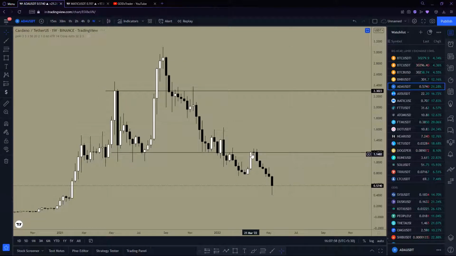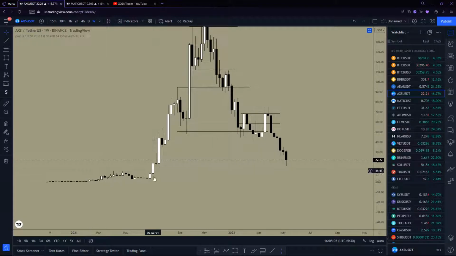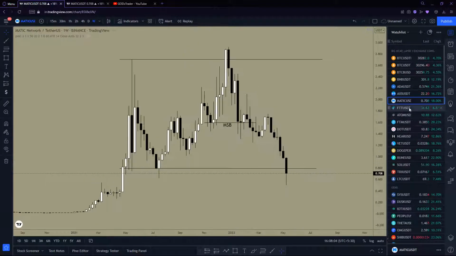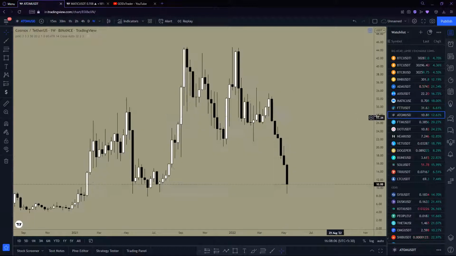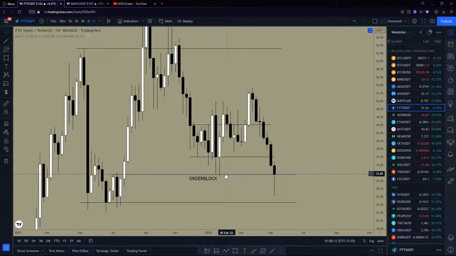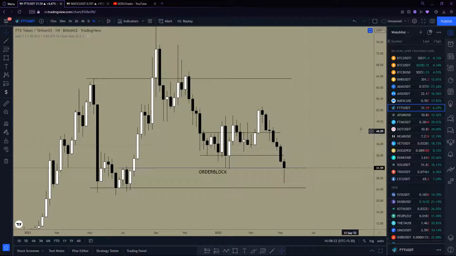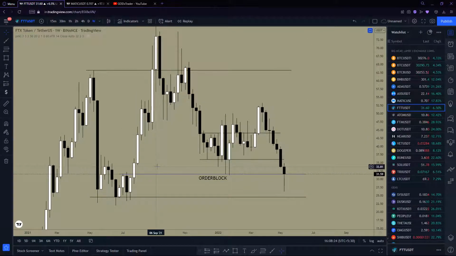So ADA lower high, nothing to see here. ASX, it can come down to $10 as well, fill up this whole inefficiency. Matic, already talked about this. Atom, oh yeah, FTT. So look at this. Second time the order block won't hold, but the algorithm sees the order block as a precise price action, a precise level, so it has to close bodies of the candles above this as well. I don't know why the algorithm does this, but whatever it is.